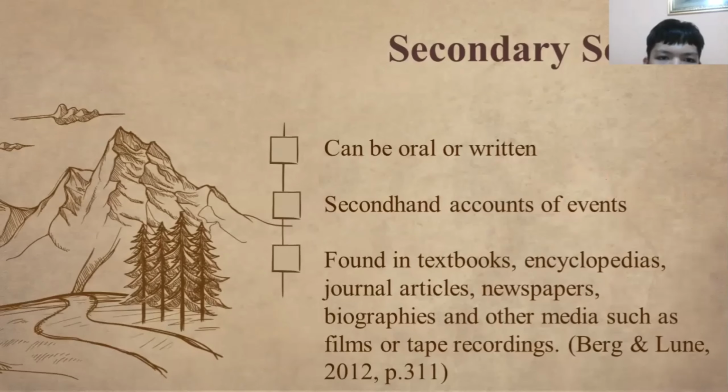Secondary sources have 3 points. First, can be oral and written, as in the primary. Second, a second-hand account of events. And the last, found in textbooks, encyclopedias, journal articles, newspapers, biographies, and also media such as film or recordings, from June 2012.